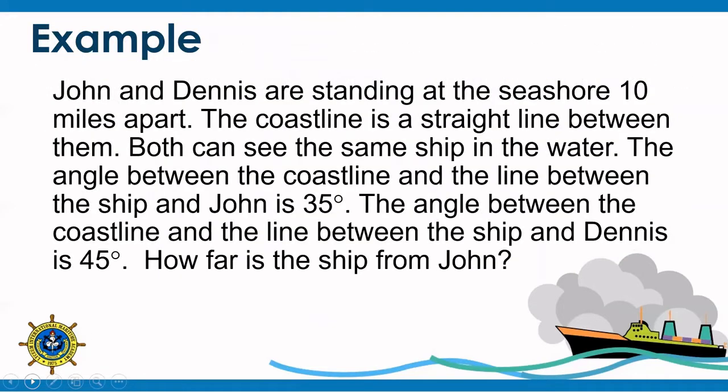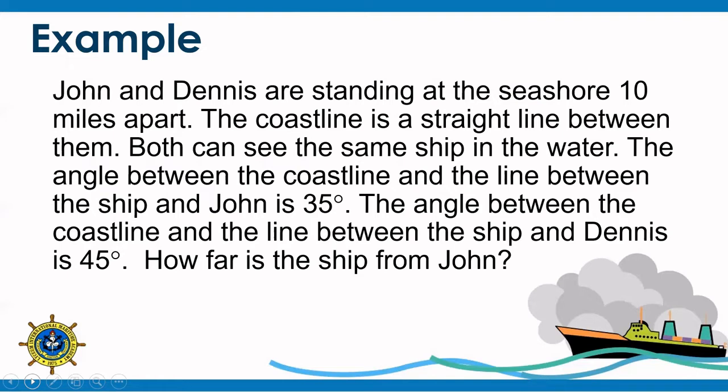So John and Dennis are standing at the seashore 10 miles apart. The coastline is a straight line between them. Both can see the same ship in the water. So the angle between the coastline and the line between the ship and John is 35 degrees. The angle between the coastline and the line between the ship and Dennis is 45 degrees. So how far is the ship from John?